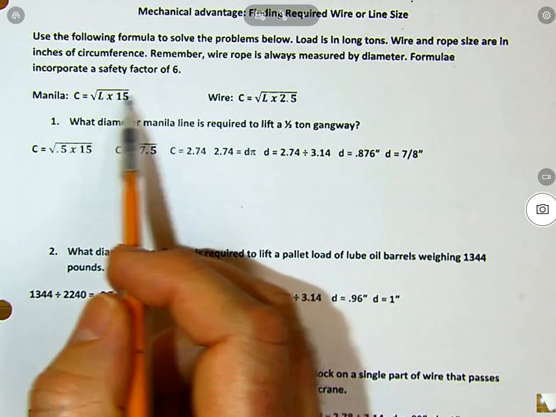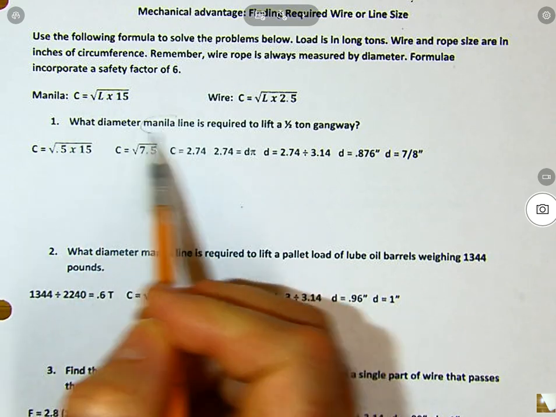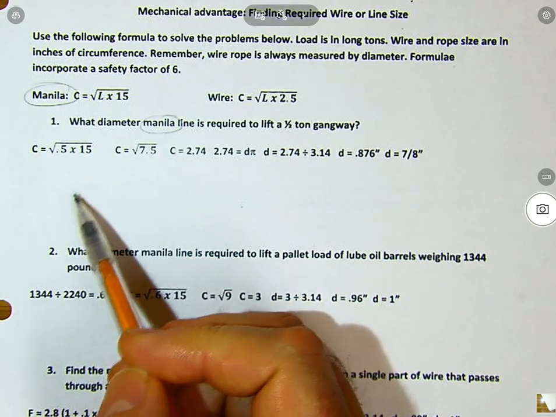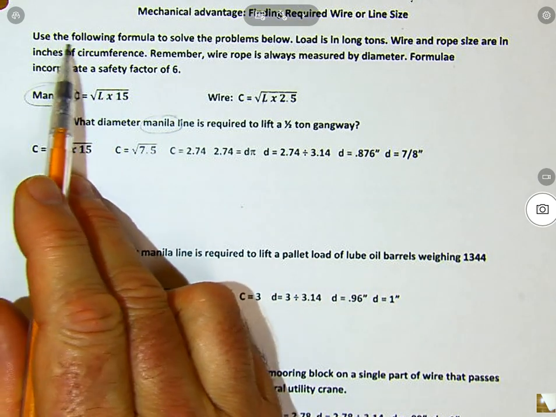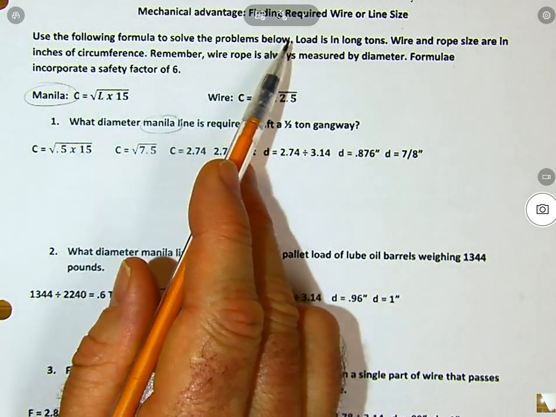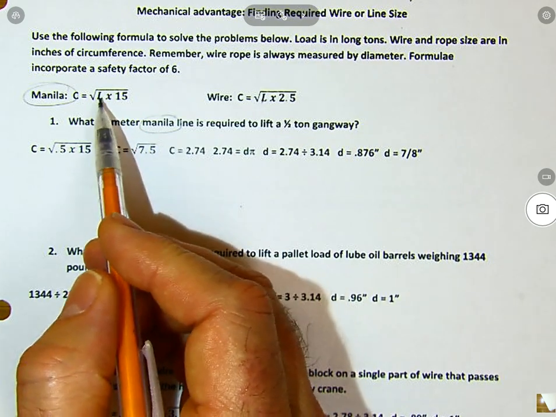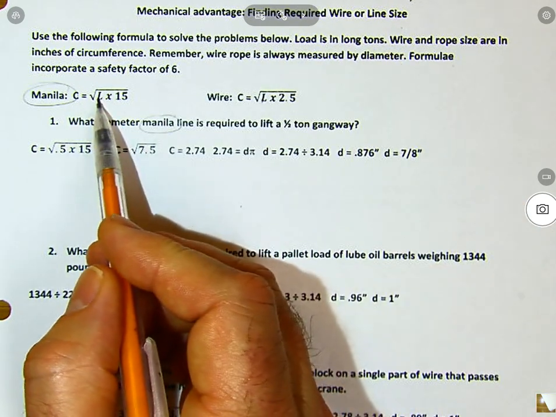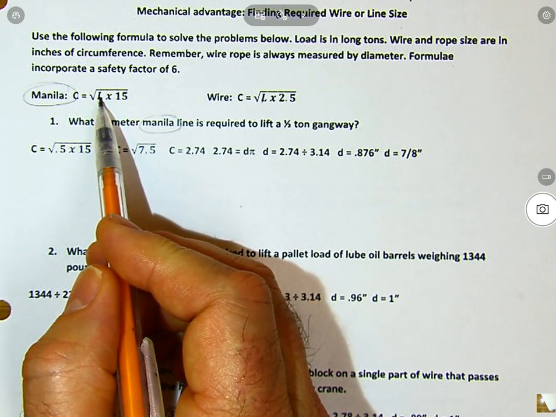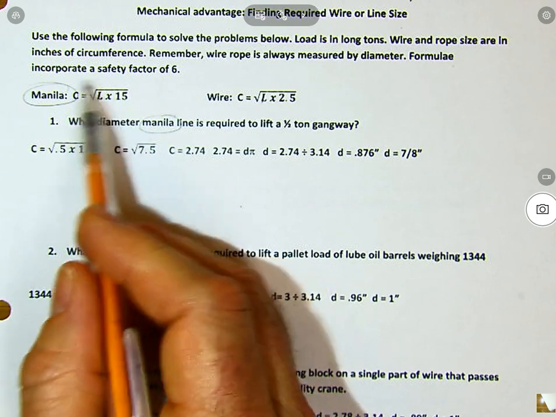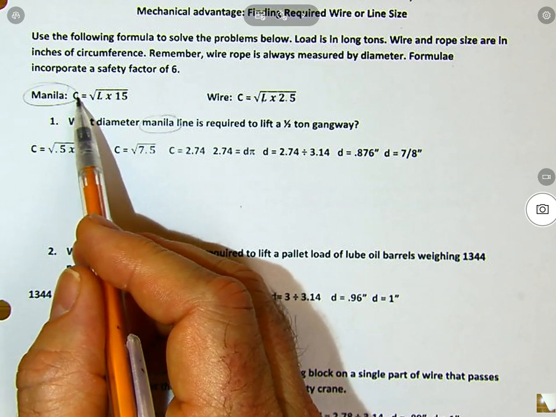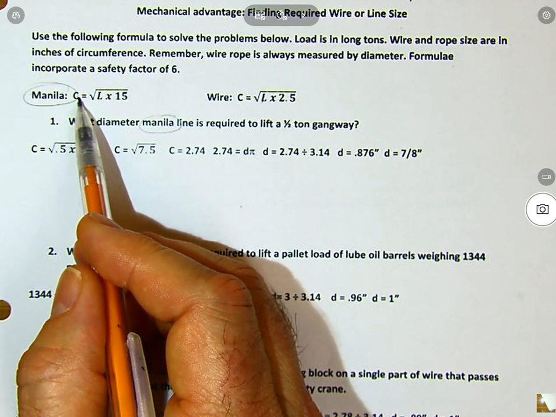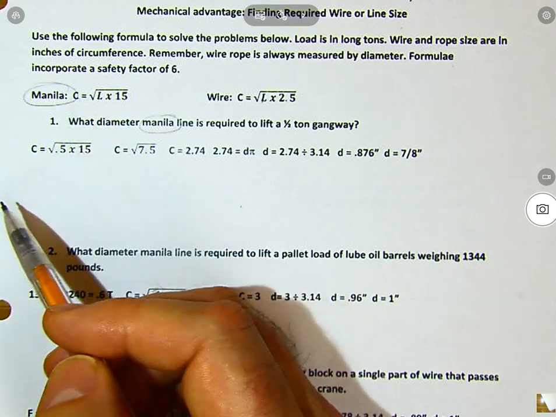We're going to use one of these two formulas. This is manila line, so we're going to use the manila formula. If it was wire, we'd use that formula. It says to use the following formula to solve the problems below. Load is in long tons. So L is load, in tons, and the answer that comes out for a circumference is going to be in inches.